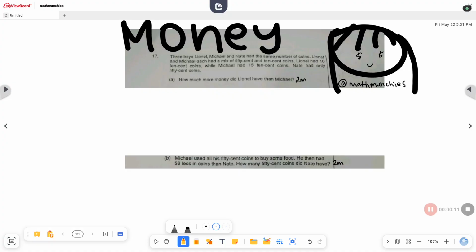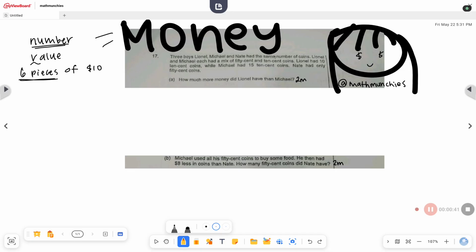So first thing first, you need to understand that wherever there is money, you need to know there are two things: there is number and value. For example, if I give you 6 pieces of $10 notes, what's the number? 6. So 6 pieces, this is your number, correct or not?